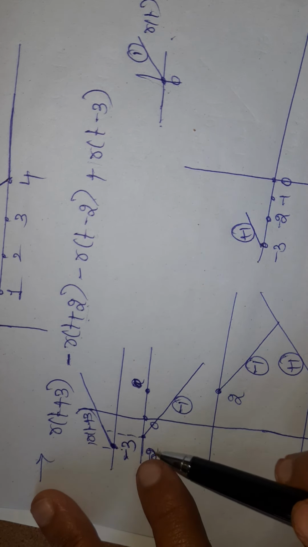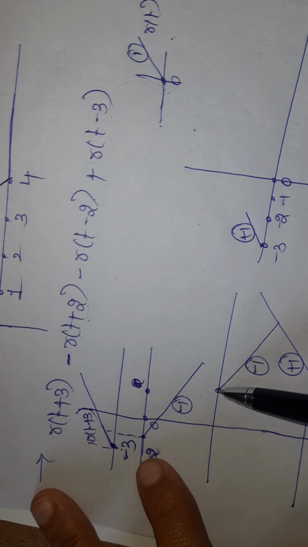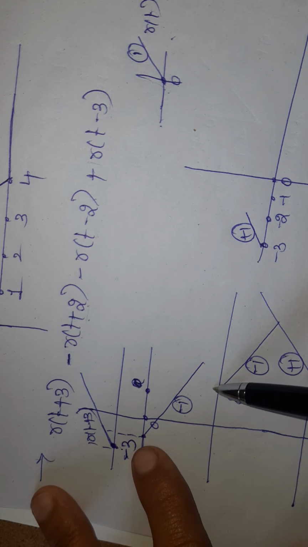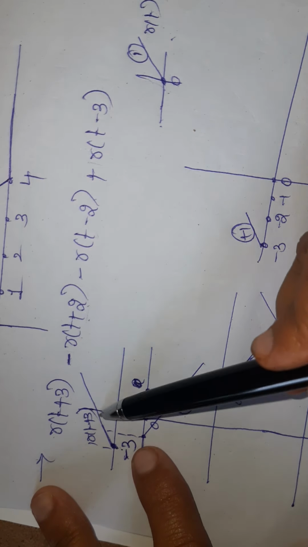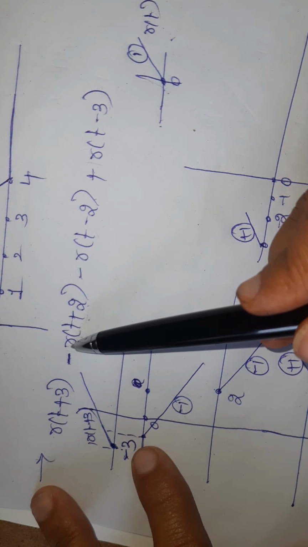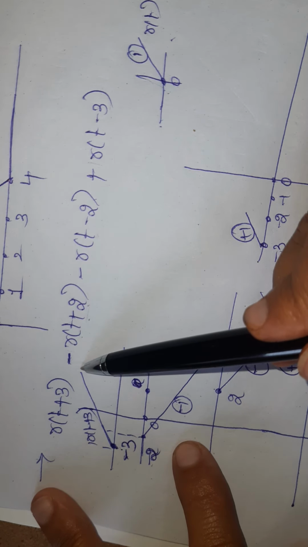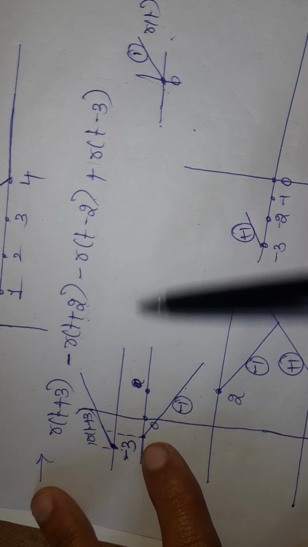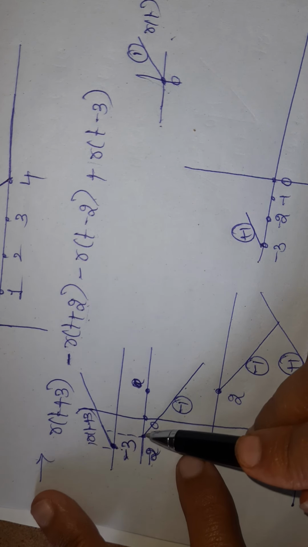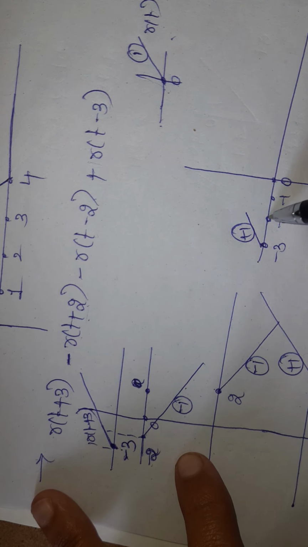Next, consider minus 2 to plus 2. Okay, so minus 2 to plus 2 I am having the falling slope and here I am having the rising slope. Okay, so raising slope plus 1 and falling slope minus 1. Plus 1 minus 1 will vanish. So the output will be equal to 0, means constant. So from minus 2 to plus 2, it is constant signal.